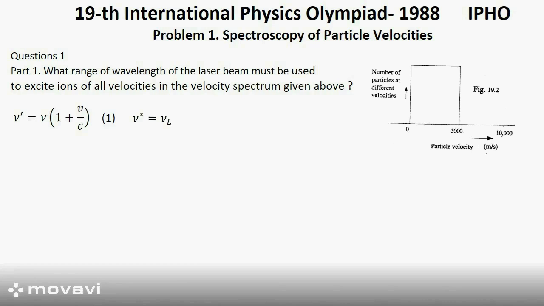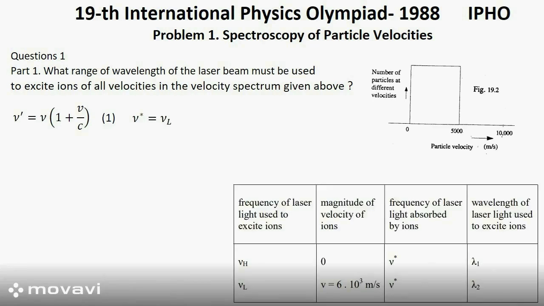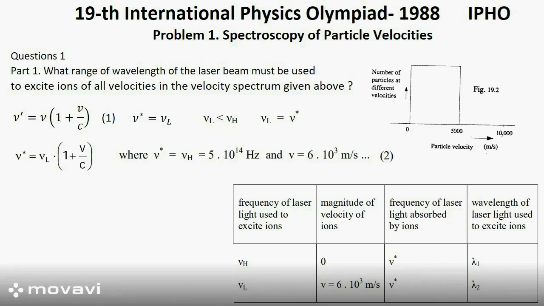Let nu star be the frequency absorbed by an ion, characteristic of individual ions, and nu L be the frequency of the laser light used to excite an ion at rest, hence nu star equals nu L. For a moving ion, the frequency used to excite ions must be lower than nu star. Let nu H be the frequency used to excite the moving ion. When no accelerating voltage is applied, we have the next table. Here nu L less than nu H, nu L equals nu star. Calculation of frequency nu H absorbed by moving ions is represented in formula 2.